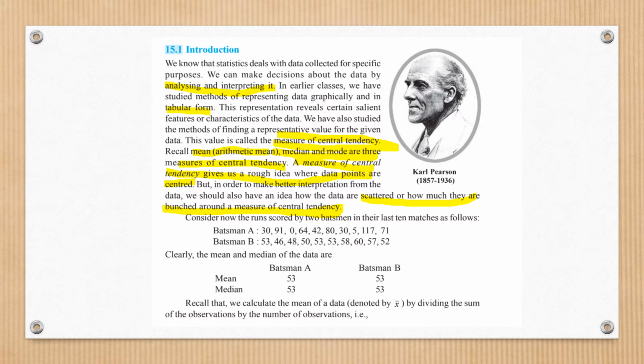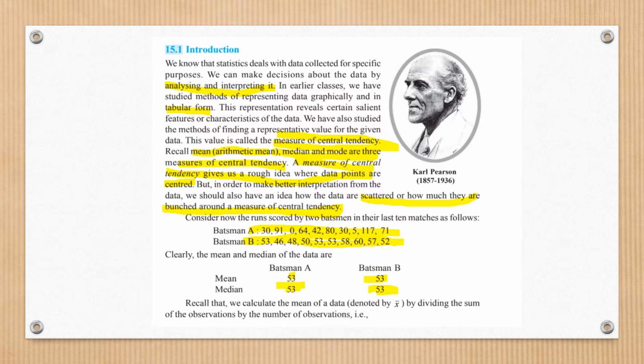So let us see what is the meaning of this. Consider the runs scored by two batsmen in the last 10 matches as follows. Say batsman A is having this score and batsman B is having this score. Okay. Now clearly the mean and median of the data are: mean for batsman A is 53. You can calculate it by sum of observations divided by the number of observations, and the median by arranging them and then getting even and odd terms. You know the formula, you have studied in your class 10th also, right? So by applying it, you get the median for A is 53 and for B is 53.